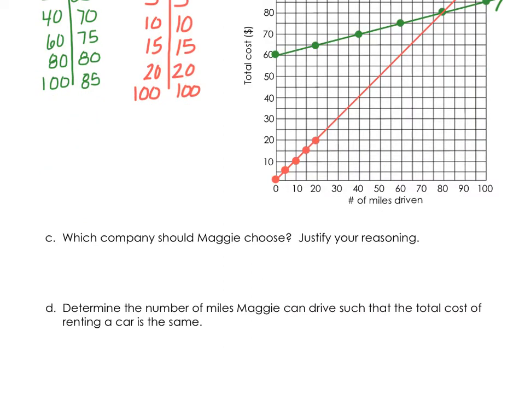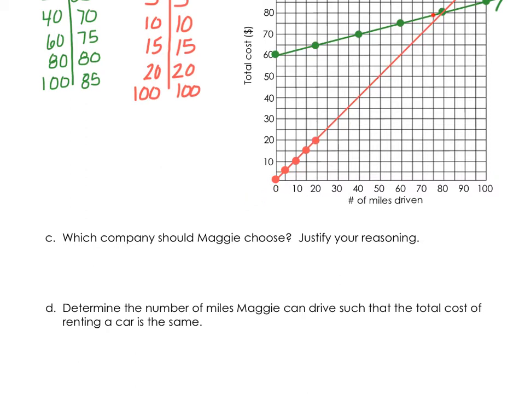Okay, the first question here says, which company should Maggie choose, and justify your reasoning? Well, they're not giving me a specific number of miles or anything that Maggie is going to drive, so I'm going to say that the cost depends on the number of miles. So if she's driving anywhere that's less than this point where they intersect here, any of these values, it would be better to use my red function, my h of x, because the cost is cheaper.